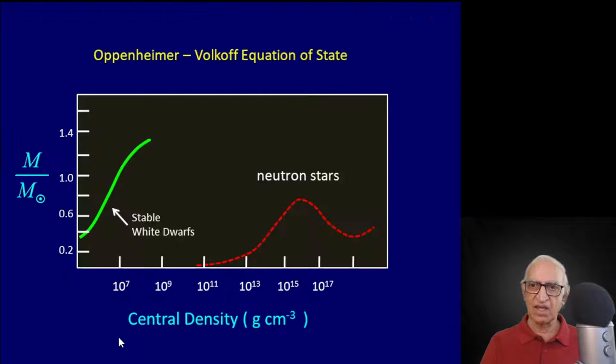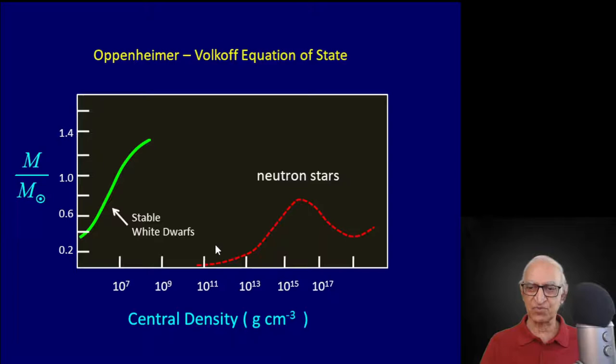Now, what they found was the following. What is plotted here on the y-axis is the mass of neutron stars in units of the mass of the sun. What is plotted on the x-axis is the central density in grams per cubic centimeter. So here in green is the branch of stable white dwarfs. And this is the maximum mass for the white dwarf, which is 1.4 times the mass of the sun. Please excuse me that this graph doesn't really come to 1.4, but I have difficulties making these graphs in PowerPoint that precise. But you know what I mean. This maximum mass is 1.4 times the solar mass.